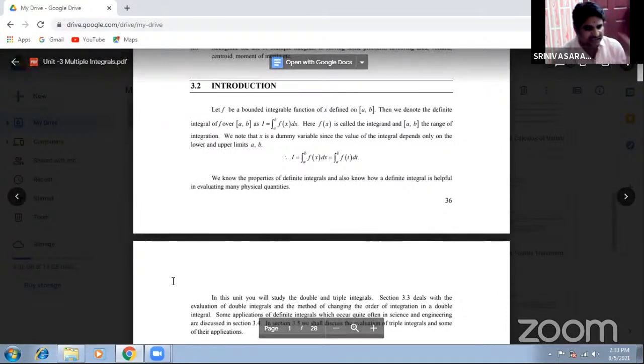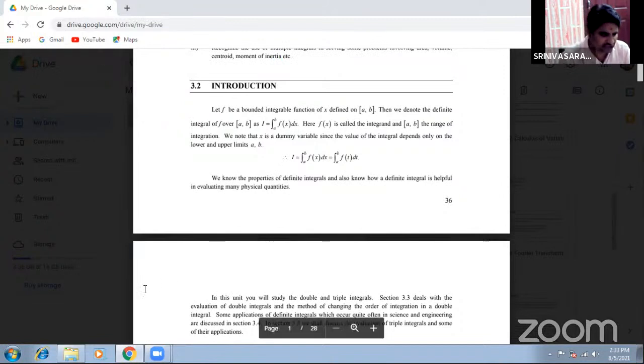Here a equals x0 and b equals xn, with partition points x0, x1, x2, and so on. The subinterval is [x(r-1), xr].